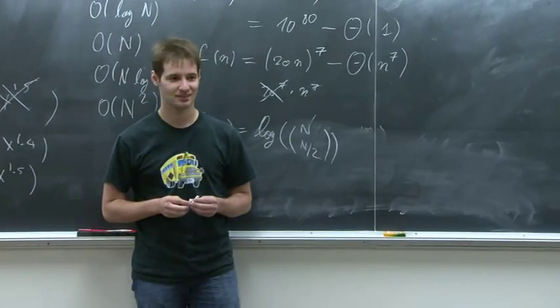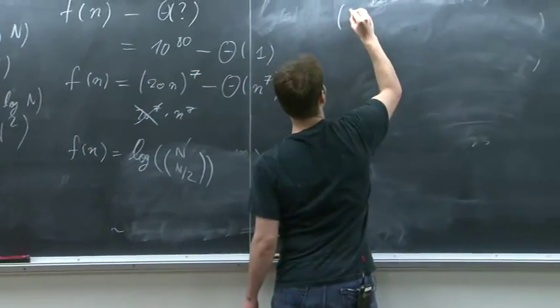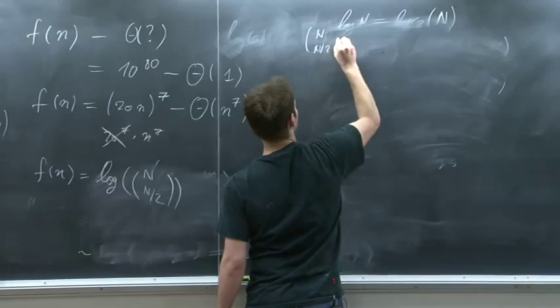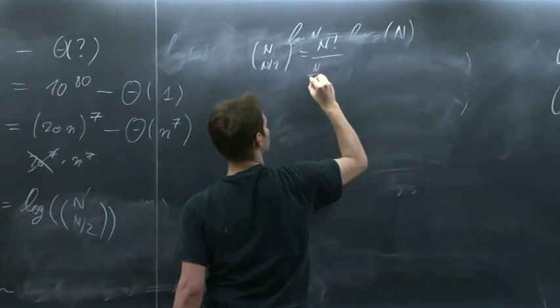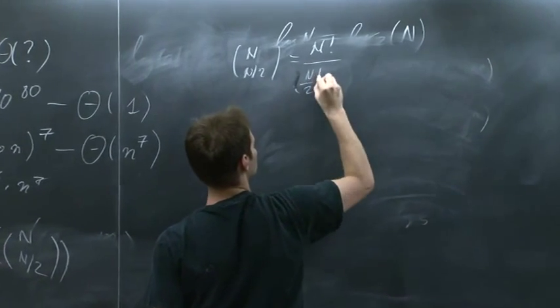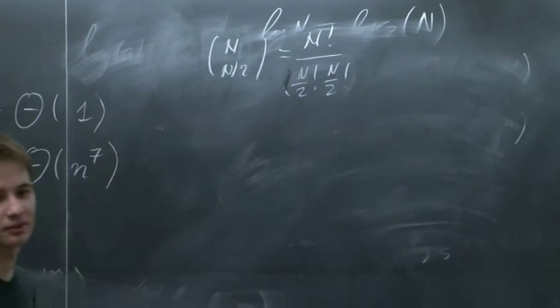What's n choose n? So this is n factorial over... Yep. n divided by 2 factorial? n factorial over n divided by 2 factorial times n divided by 2 factorial. Close.